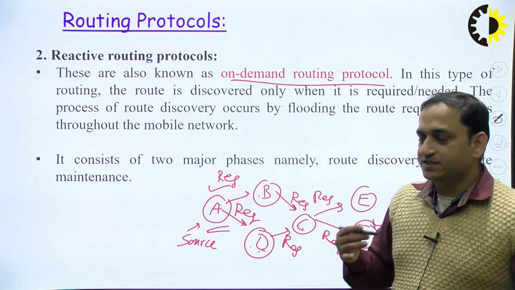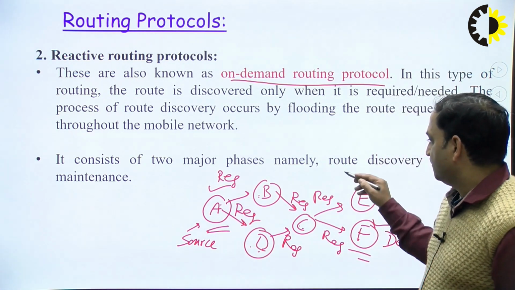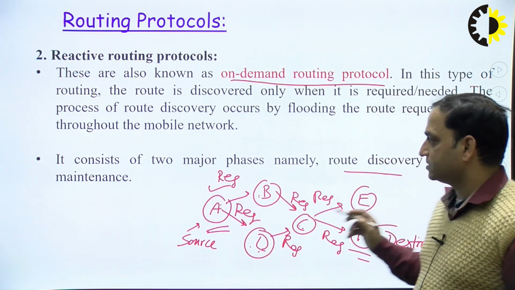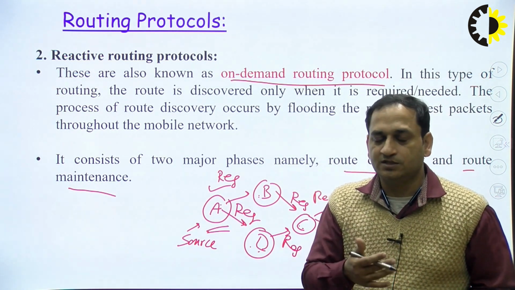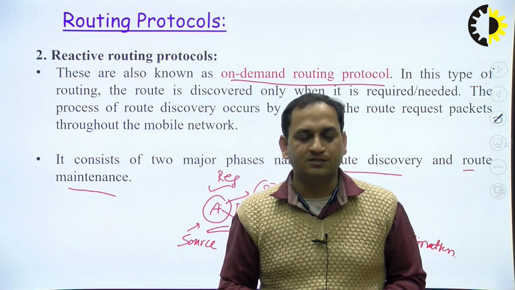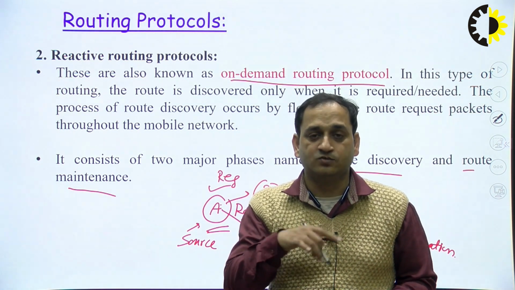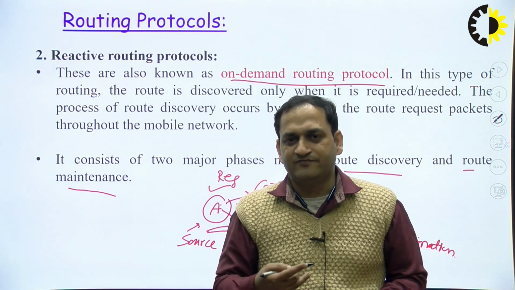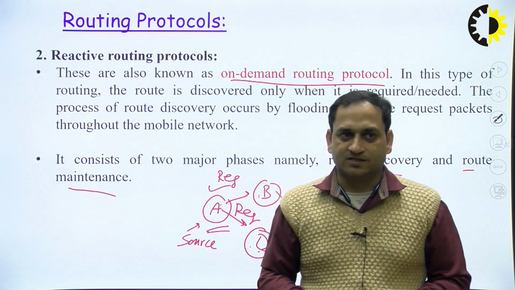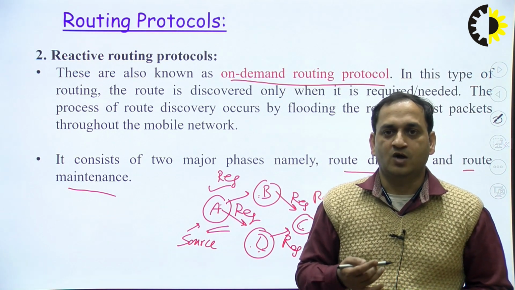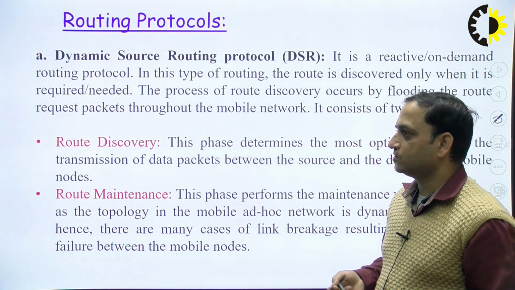So basically, 2 phases are required in a reactive routing protocol. First is route discovery and second is route maintenance. Route discovery means searching the different nodes for transmission and reception. Second, if the link between two nodes is damaged, it has to repair itself, right? So there are various algorithms for repair of the nodes in a MANET system based on reactive, on-demand routing protocols. In that, an example is the dynamic source routing protocol.